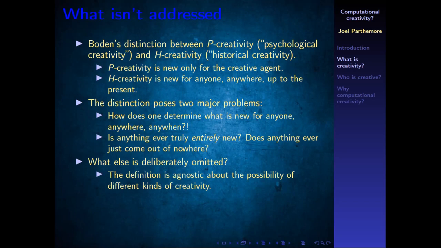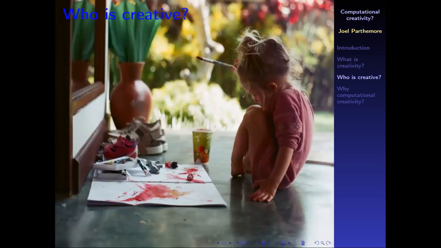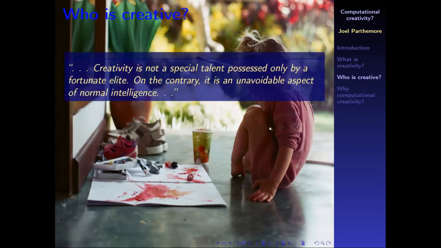Well, the definition is agnostic about the possibility of there being different kinds of creativity, and it makes no attempt to set out criteria for judging different levels of creativity. It only attempts to set out a minimum threshold for saying that here is creativity, here is a creative agent. So who qualifies as a creative agent on this account? I've given you some hints already.